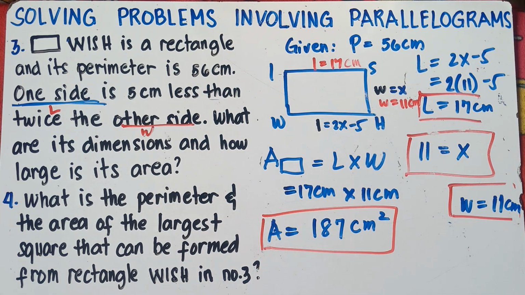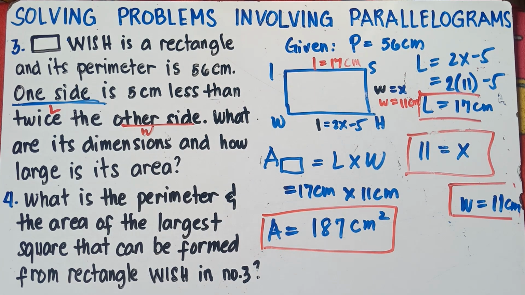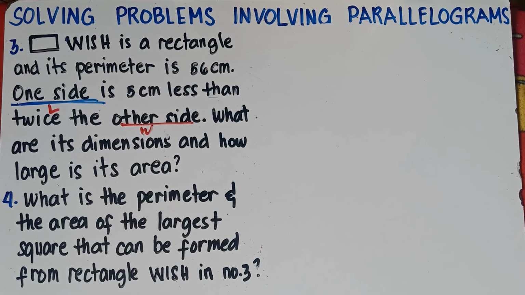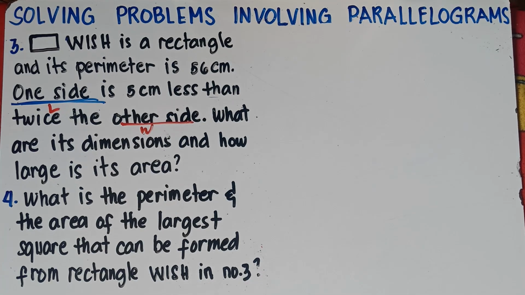Alright, so all set, class, for number 3? Quite tricky, right, for number 3. So let's try number 4, class. Last question. Alright, so number 4: what is the perimeter and the area of the largest square that can be formed from rectangle WISH in number 3?